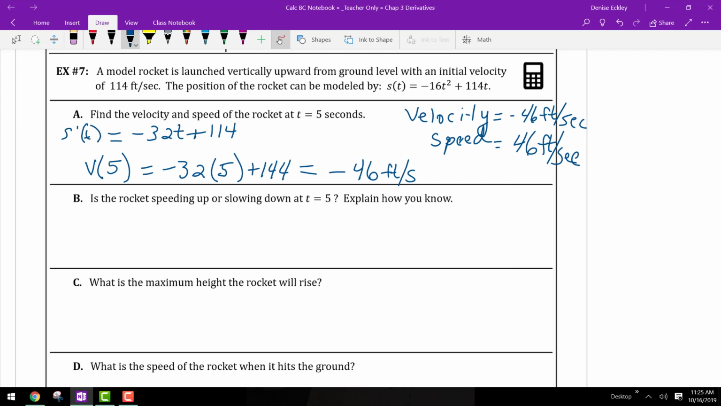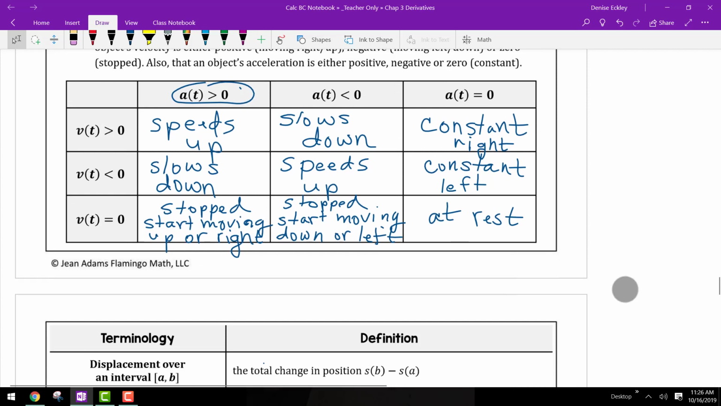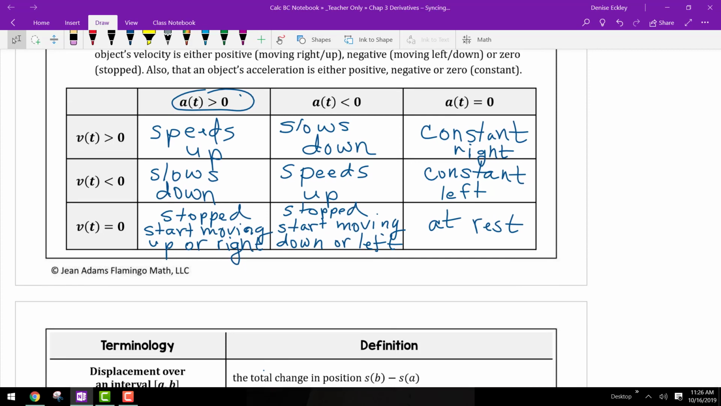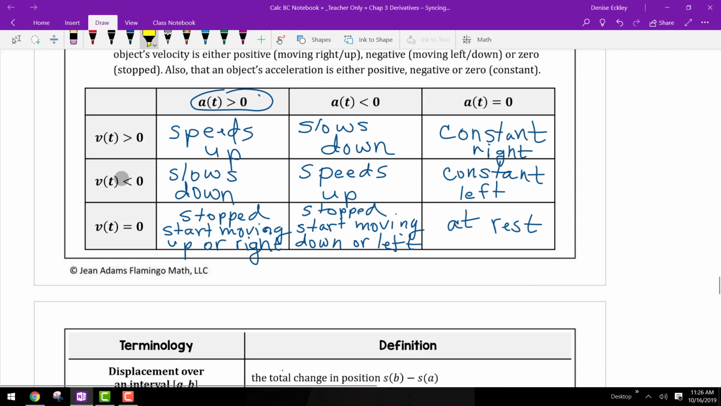Okay, part B. Is the rocket speeding up or slowing down at t equals 5? Explain how you know. So what I want to do is take the derivative of my velocity function, because that'll give me the sign of the acceleration. And we can go back and look at this chart. Since our velocity is negative at this point, if it's speeding up, we would want our acceleration to be negative. If it is slowing down, we'd want our acceleration to be positive.